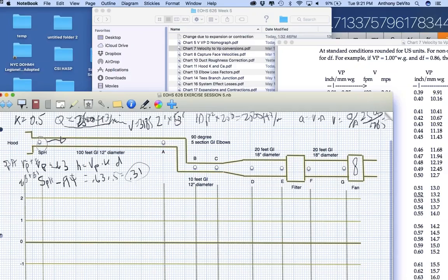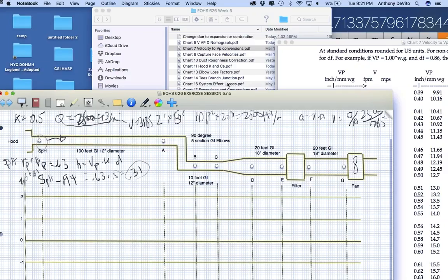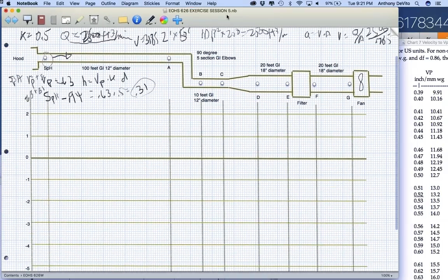Okay, not complicated, right? What I'm going to do down here is chart the loss of energy as we go through this ductwork. Here's 0. So 0.94 is going to be roughly around here. Units? Inches of water. There's always inches of water.